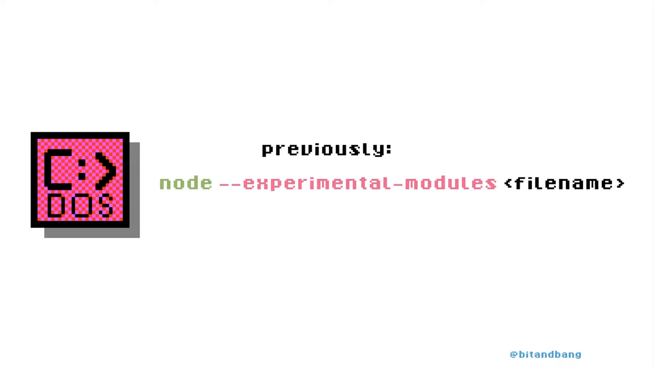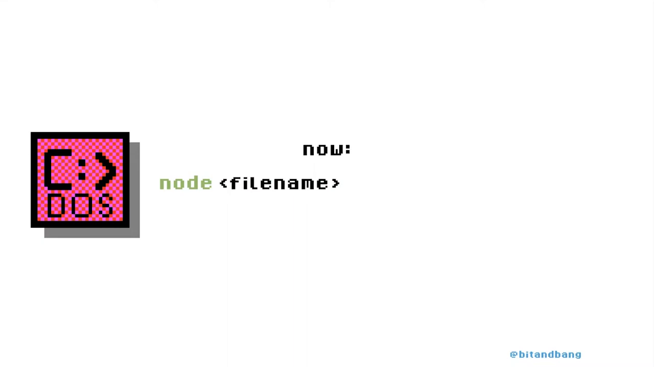To run this previously, for a bit there, we were having to run node with a flag, the experimental modules flag. Now we're just going to be dropping that flag. So to run this, we're just going to run node and the file name. In our case, we were naming that file index.js, so we're going to do node index.js. Take a look at a quick example.